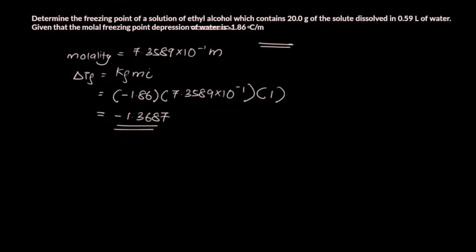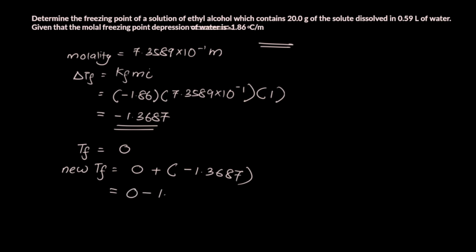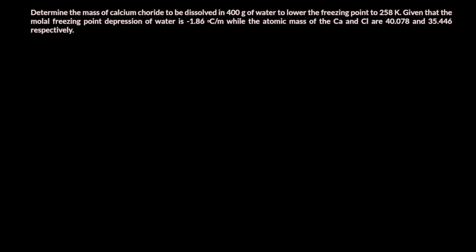Because your solvent is water, the actual freezing temperature is equivalent to 0. So the new freezing temperature is equivalent to 0 plus your delta TF. Your delta TF is negative 1.3687 degrees Celsius. So 0 minus 1.3687 is equivalent to negative 1.3687 degrees Celsius. So this is the final answer for your 7th question. Let's move on to question number 8.